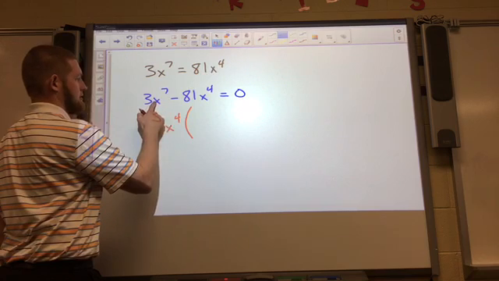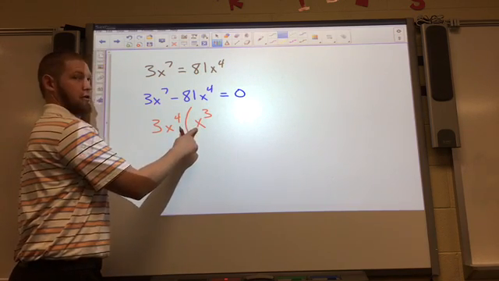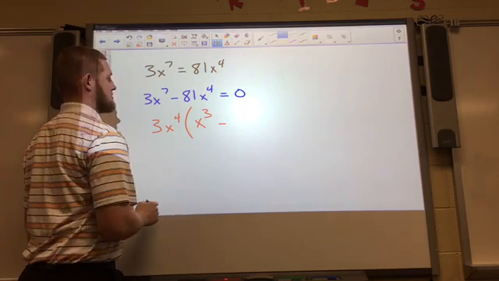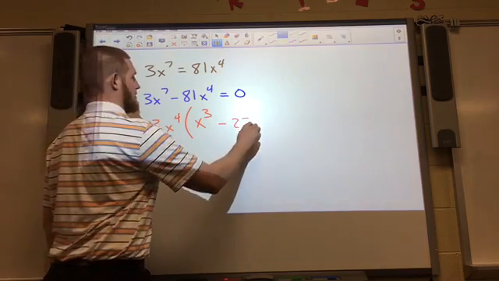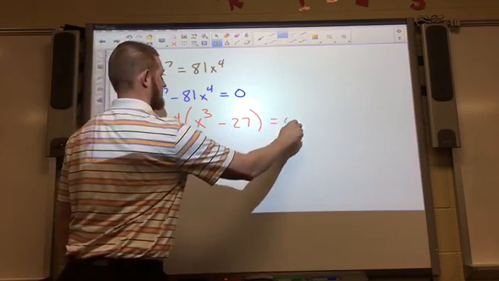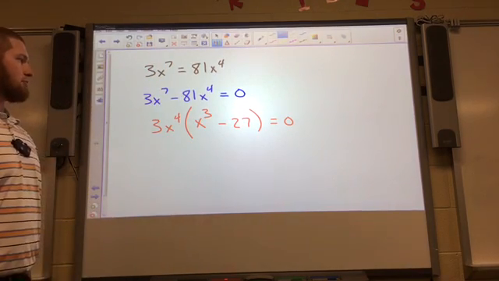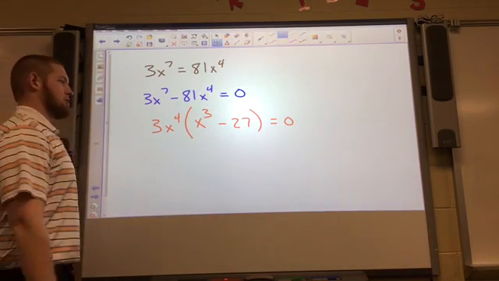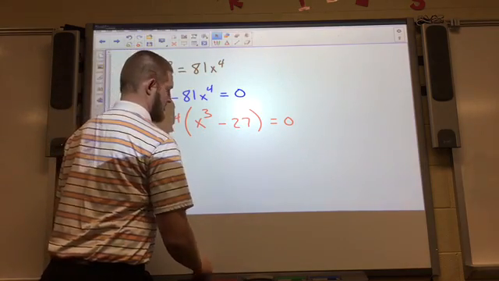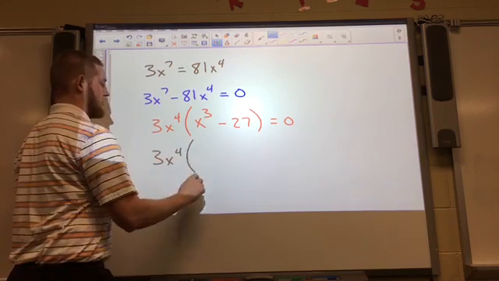Now here I have what? X to the 3rd, which you should immediately realize that that is what? A perfect cube. Minus 27, which is also a perfect cube. Okay. So since those are both perfect cubes here, Mitch, I have a what? I have a difference of 2 cubes. So I still have my 3x to the 4th on the outside.